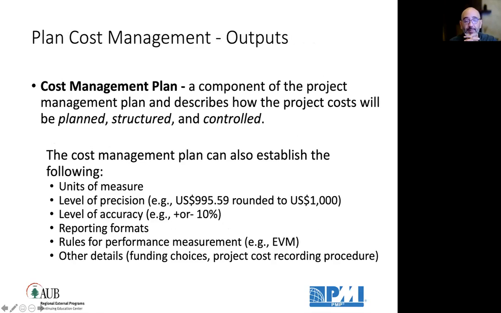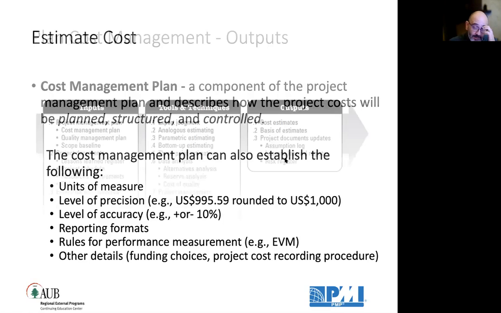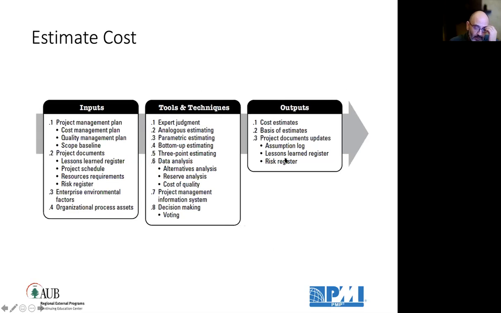The cost management plan comes out as a key component of the project management plan, and it might have units of measure in addition to the procedures and policies, the level of precision, the level of accuracy, reporting formats, the rules of performance measurement and variance analysis in dollar amount using earned value management techniques, and other details like funding choices, cost recording procedures, etc. I follow the cost management plan to start estimating cost.